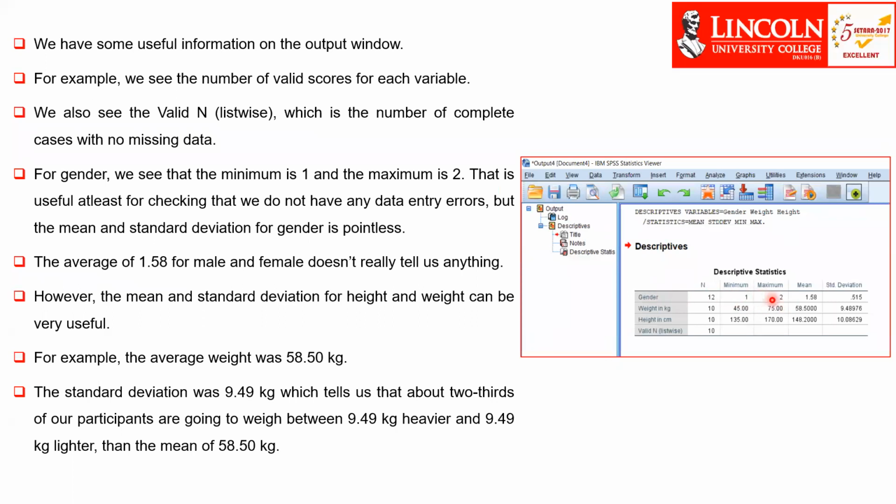Now, the average of 1.58 for male and female doesn't really tell us anything, but it's still there. However, the mean and standard deviation for height and weight can be useful. And we're going to see how that can be useful.